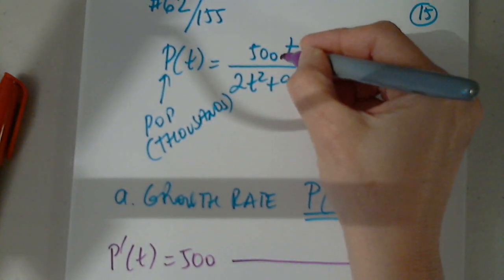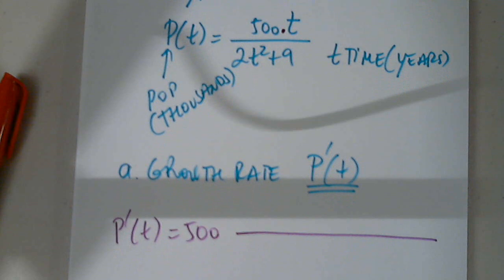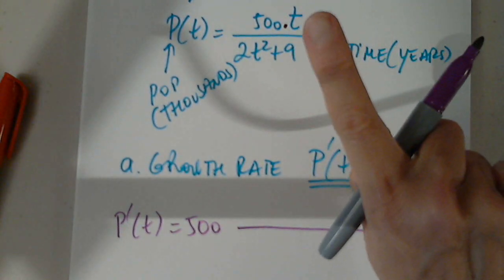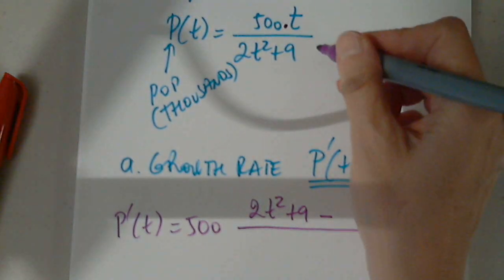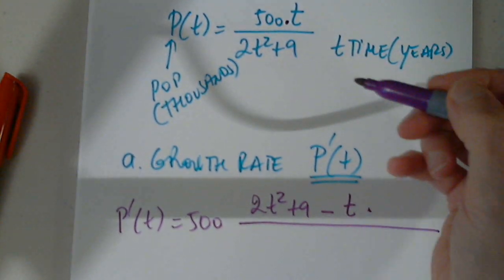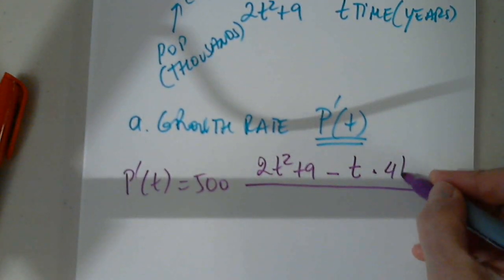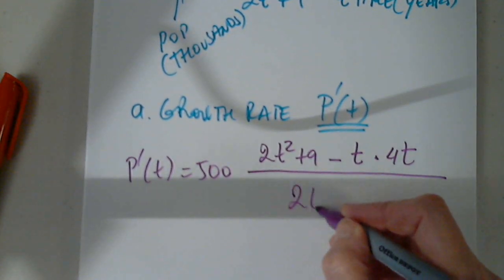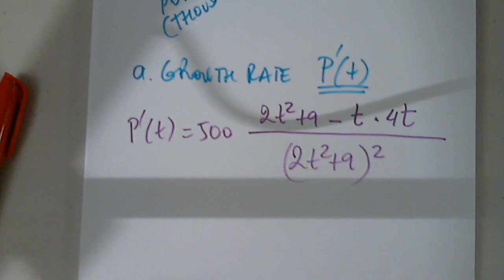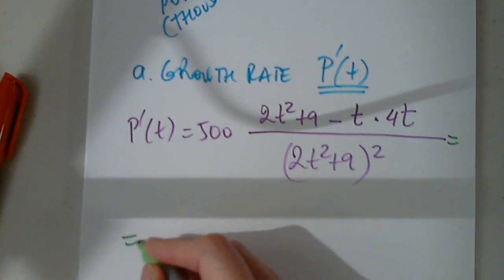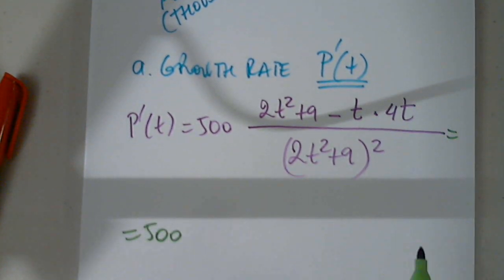So because it's a factor, I keep 500 outside. The numerator prime is 1 times the denominator minus the numerator times the denominator prime over the denominator squared. I will try to simplify as much as I can. Again, 500 can wait patiently.